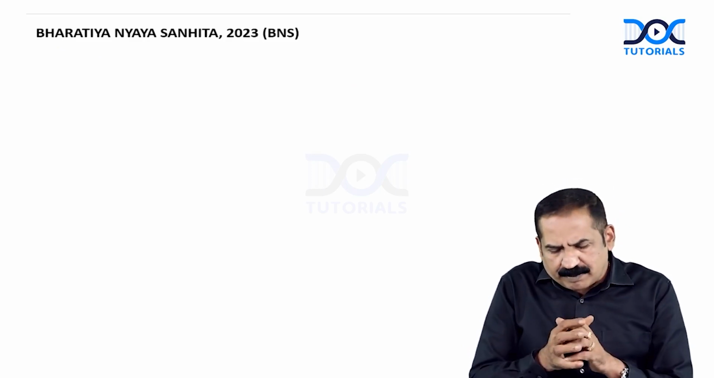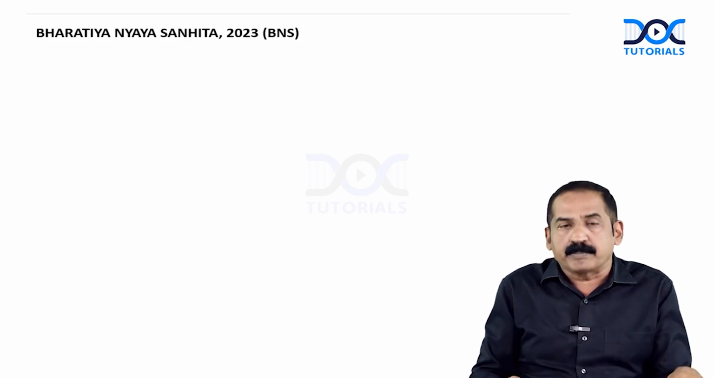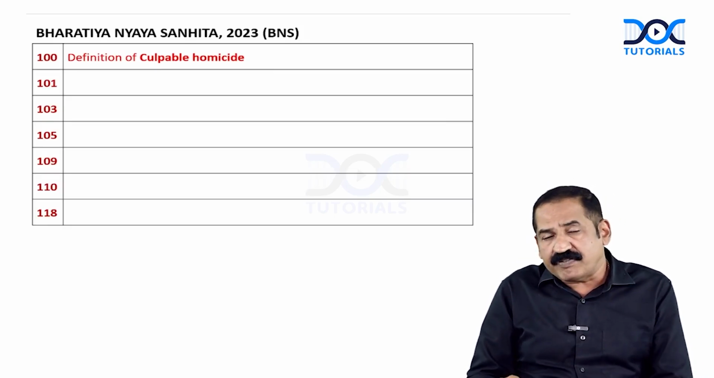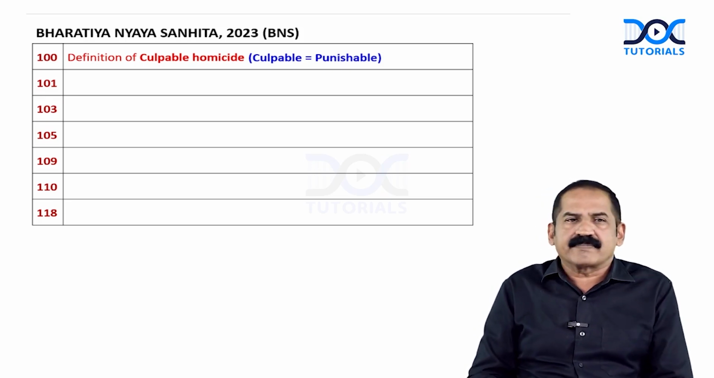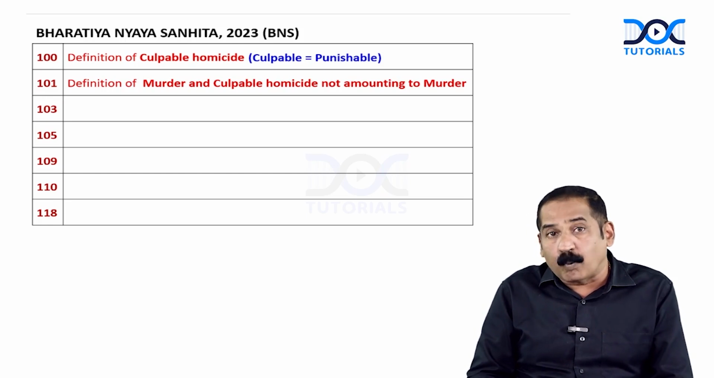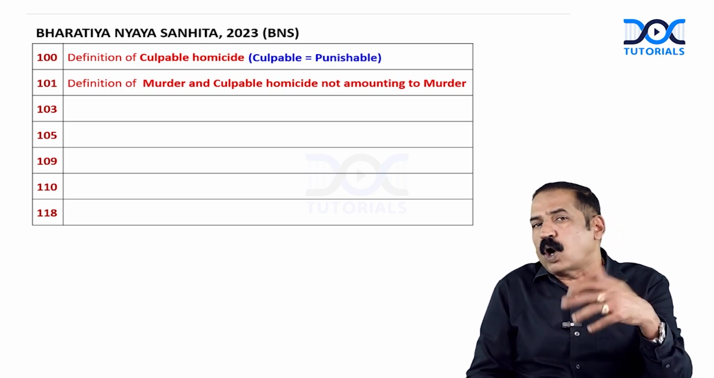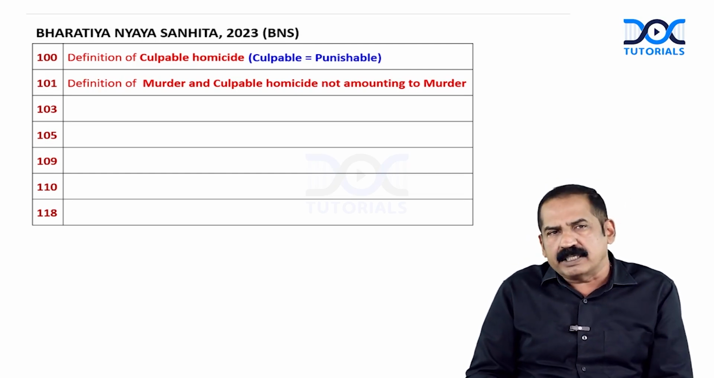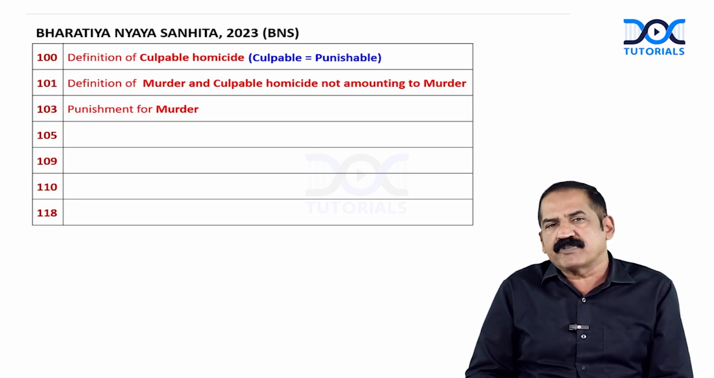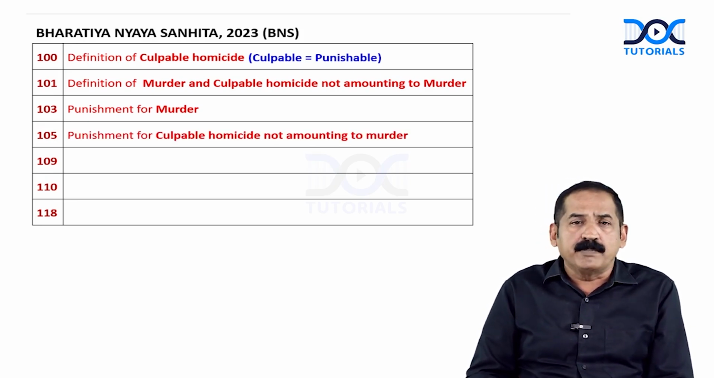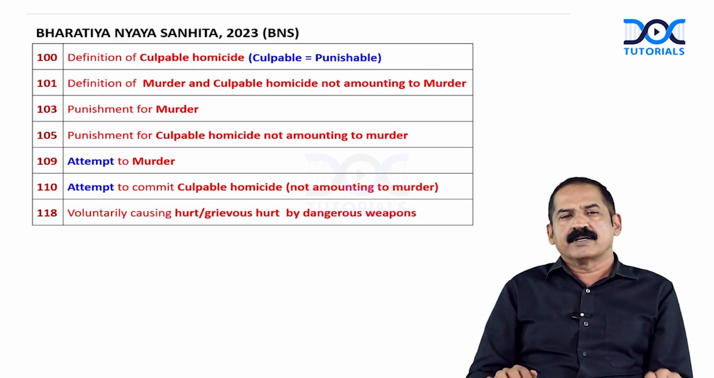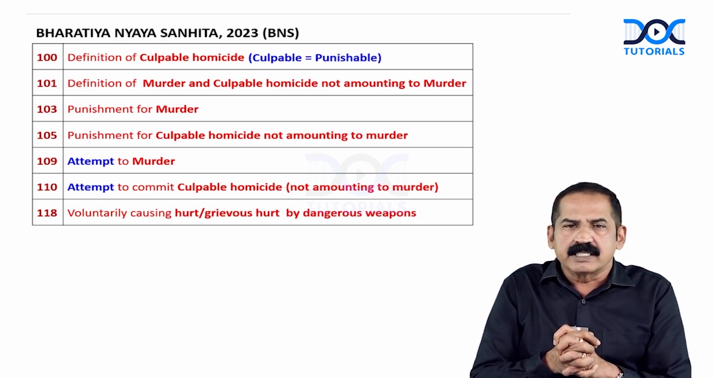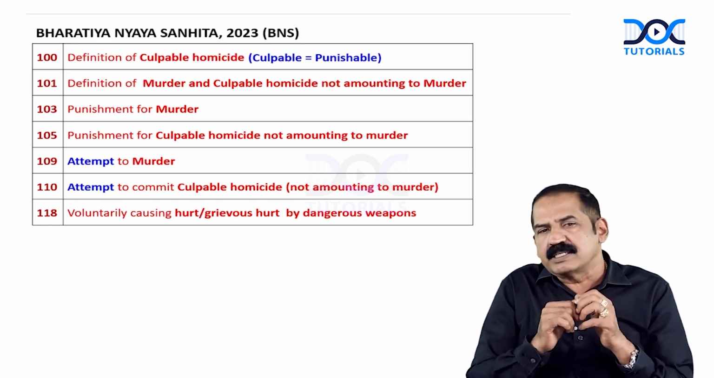Now, I will talk about some important sections which come under injuries, Bharatiya Nyaya Sanhita 2023 or BNS. Section 100, definition of culpable homicide. Culpable means punishable. Section 101 of BNS, definition of murder. It also defines what is culpable homicide not amounting to murder. I will explain later. Section 103, punishment for murder. Section 105 BNS, punishment for culpable homicide not amounting to murder. Section 109, attempt to murder. Section 110, attempt to commit culpable homicide. Section 118, voluntarily causing hurt or grievous hurt by dangerous weapons.